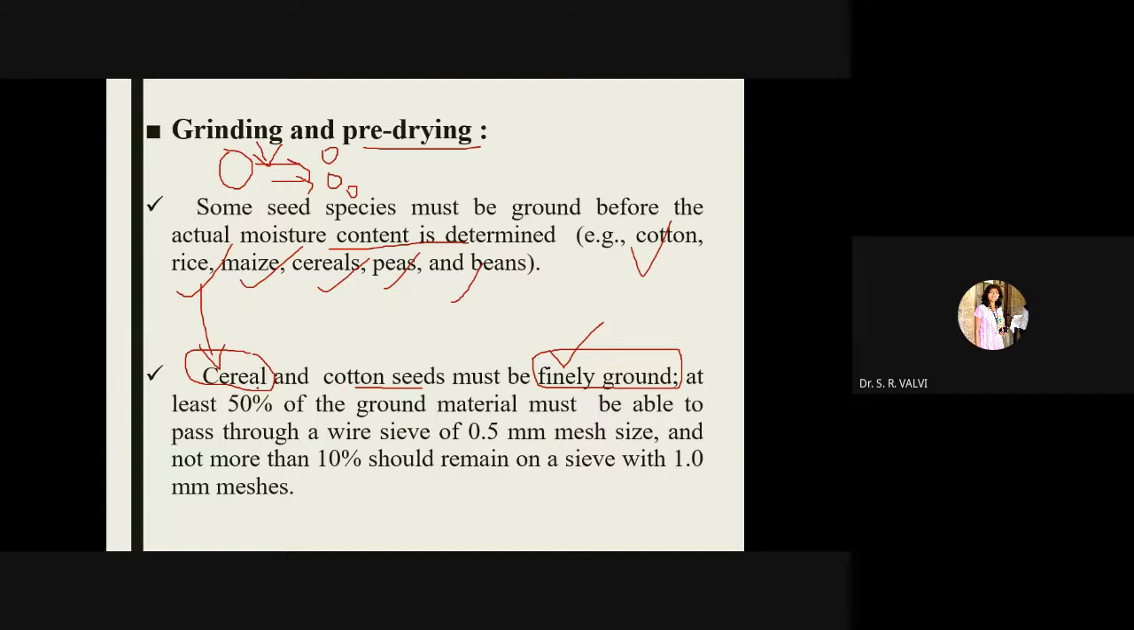At least 50% of the ground material must be able to pass through a wire sieve of 0.5 mm mesh size, and not more than 10% should remain on a sieve with 1 mm mesh, right?